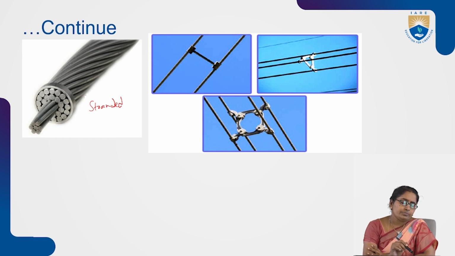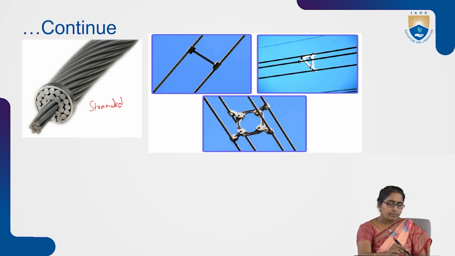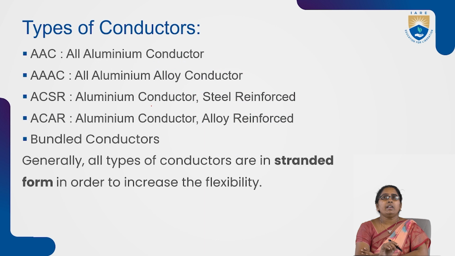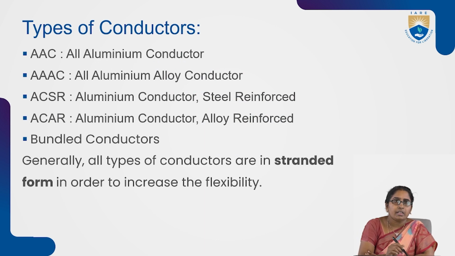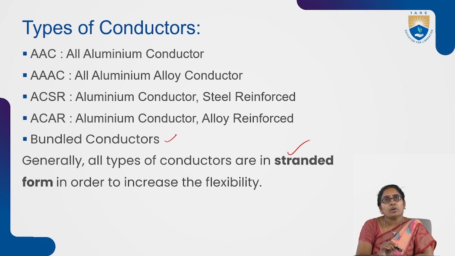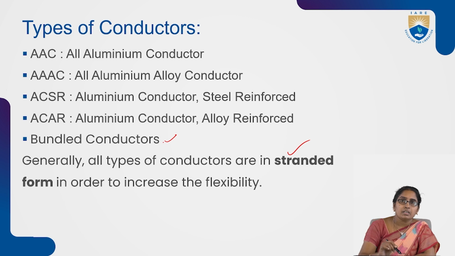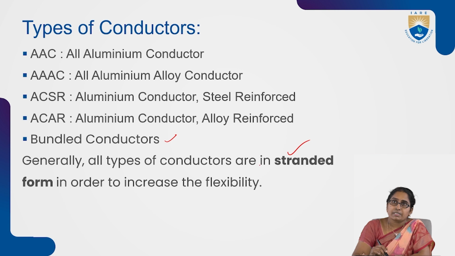Now, you can see the bundled conductor, which is different from the stranded conductor. So what is this bundled conductor? A bundled conductor means it is a conductor having two or more subconductors. A conductor having two or more subconductors is called a bundled conductor, whereas a stranded conductor is made up of a number of small wires.